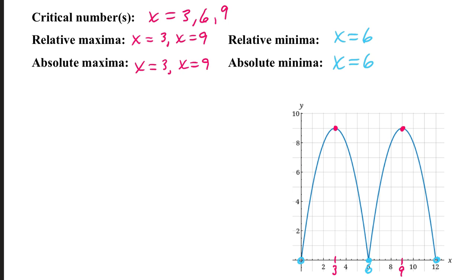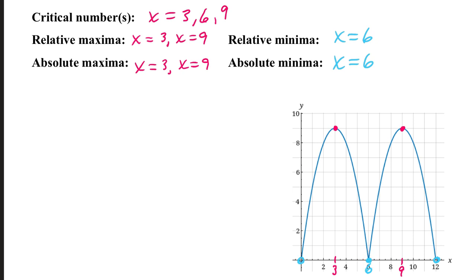The red dots, which occur at the tops of the graph, are when x is 3 and 9. At the bottom, that point is defined, and it's at the lowest point that graph ever achieves. So this graph has 3 critical numbers, 3, 6, and 9. The relative and absolute maxima occur at 3 and 9. The relative minima and absolute minima occur at 6.